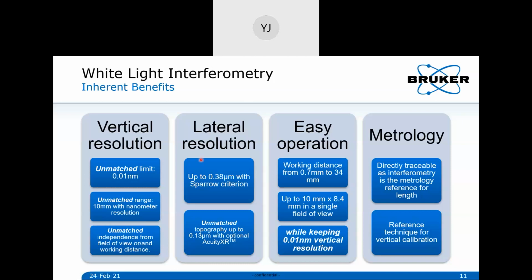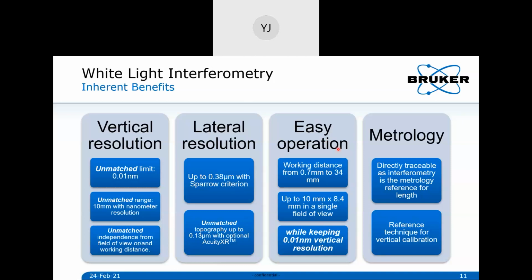The lateral resolution is the resolution in XY: how small a gap I can resolve laterally. This is basically limited by the Sparrow criterion, sometimes also called the diffraction criterion. This varies based on the objective. So if you go for a higher magnification objective, you get a better lateral resolution. You can go down to 0.3 microns, and we also have some special packages through which you can even go down to around 100 nanometers lateral resolution, right? In a simple setup.